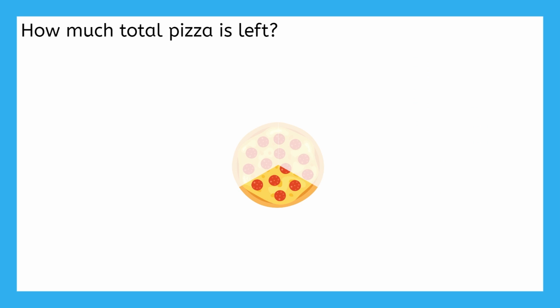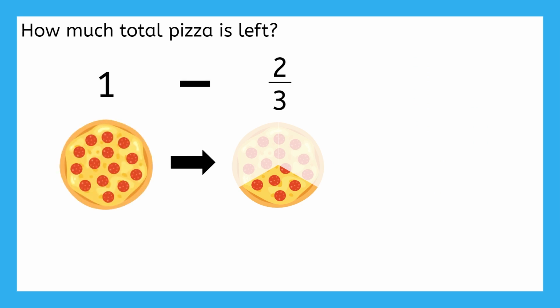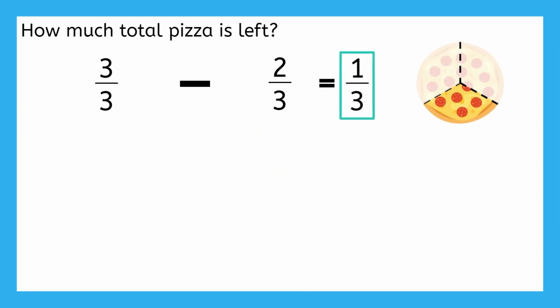Now what about Jordan's pizza? Jordan ate 2/3 of her pizza. Pause here to use a fraction of 1 to determine how much pizza Jordan has left. Because 2/3 has a denominator of 3, we'll use 3/3 as our fraction of 1. 3/3 minus 2/3 equals 1/3.